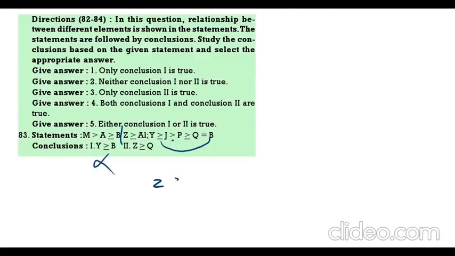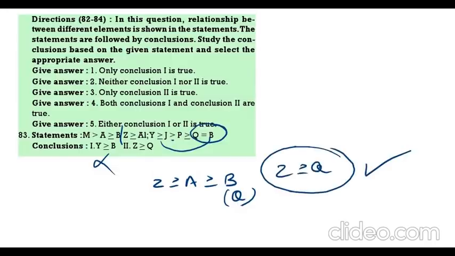Z greater than or equal to A greater than or equal to B, and Q is equal to B. That means instead of B we can write Q. Therefore, Z greater than or equal to Q definitely follows. Only the second one follows. 83, 84.